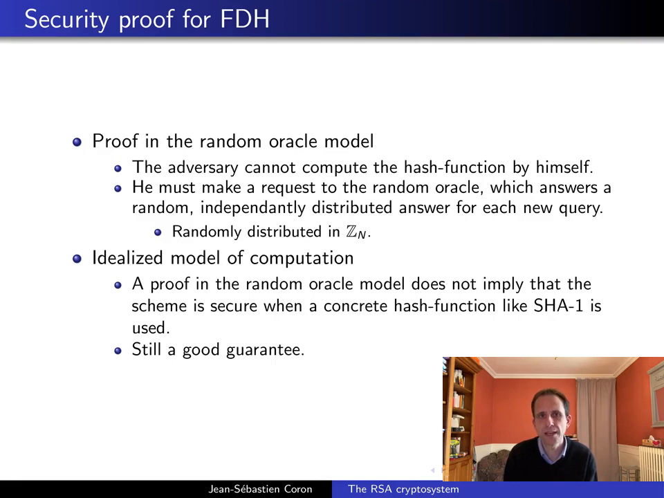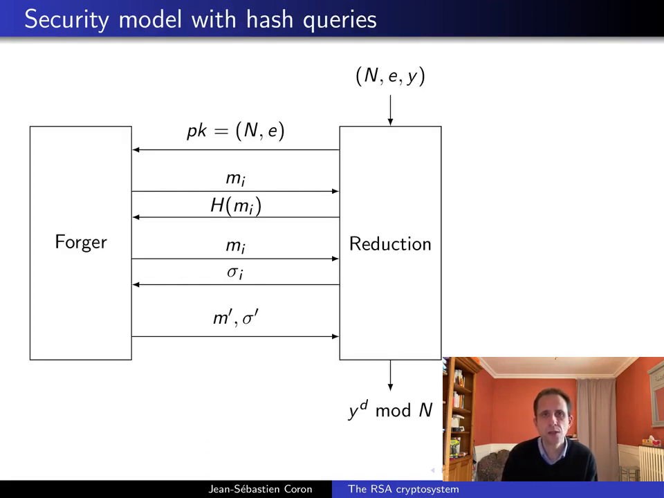So this is an idealized model of computation, and even if we have a proof in the random oracle model, this does not imply that the scheme will be secure when we use a concrete hash function such as SHA-1. Still, it is a good guarantee, and the advantage is that the proofs are relatively simple to understand. So we have to modify our security model a little bit to take into account these hash queries.